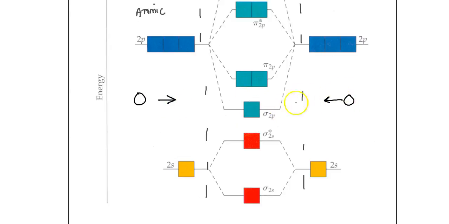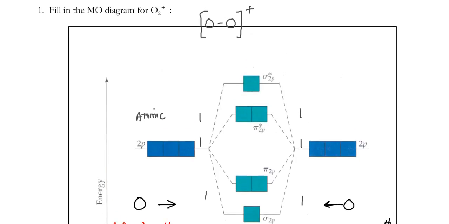Now, before we do so, let's write the configuration. Oxygen is 1s2, 2s2, 2p4. And the other oxygen, we'll put in another color, is 1s2, 2s2, 2p4 as well. Now, as we remember, we're trying to do this for O2 positive 1. Kind of a weird scenario, but we can do this easily with these types of molecular orbital diagrams.